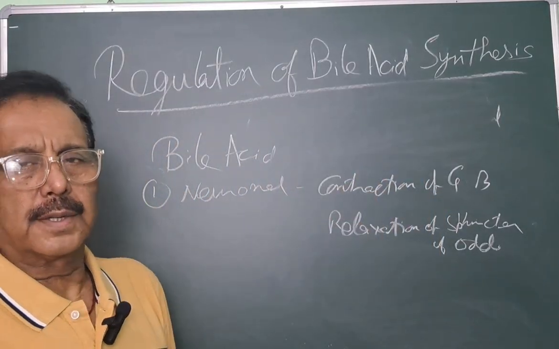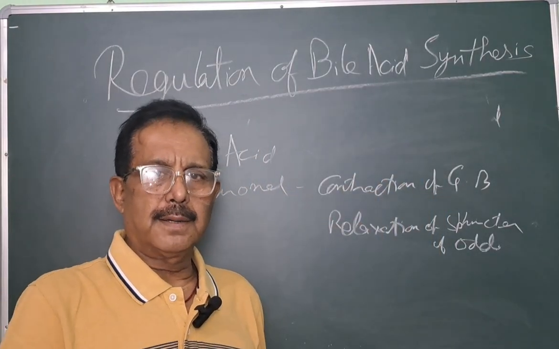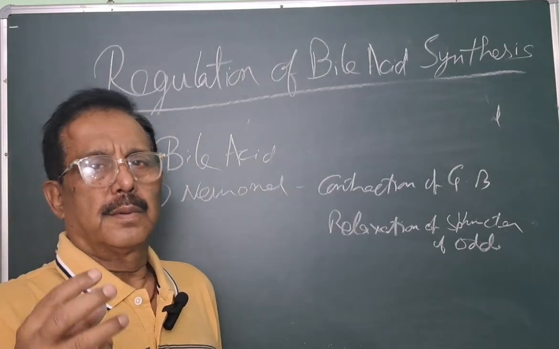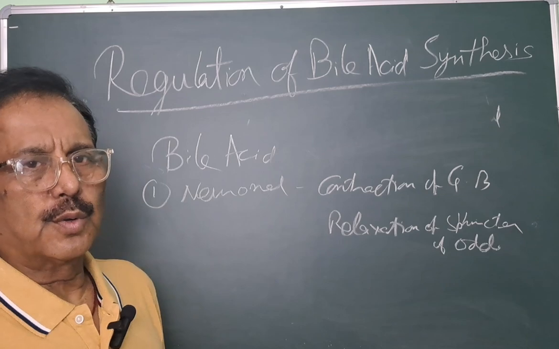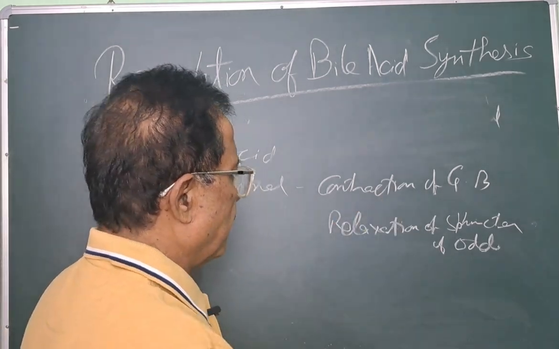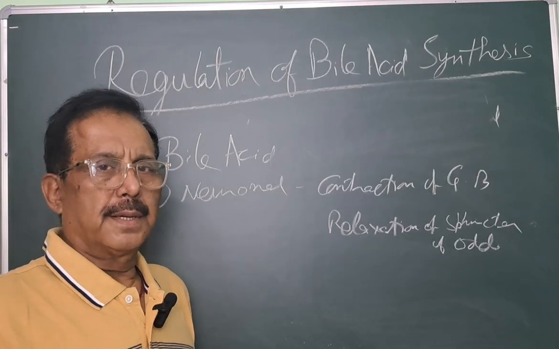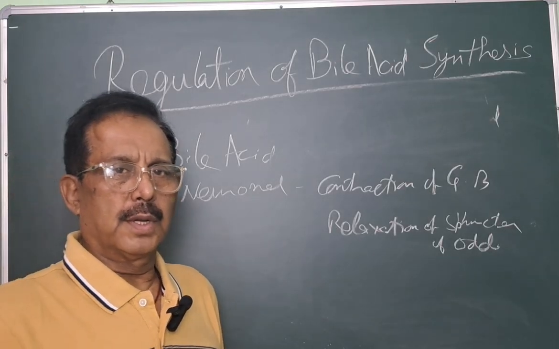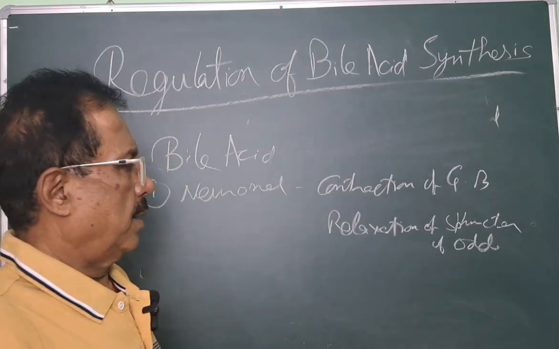Contraction of the gallbladder causes squeezing of the gallbladder, and bile present in the gallbladder comes to the duodenum. This contracts and this relaxes, then the bile will come out. Concentrated bile present in the gallbladder is squeezed, and due to contraction, it comes into the duodenum.